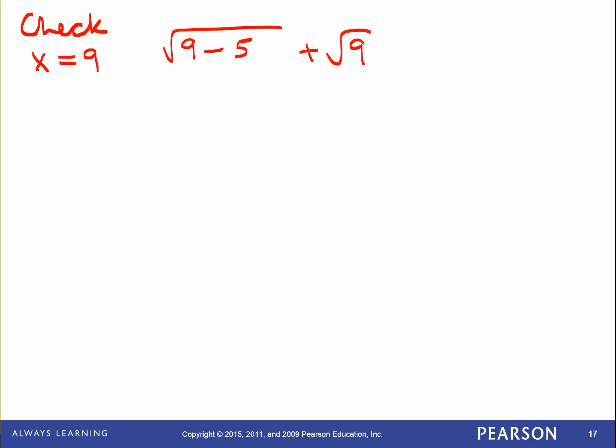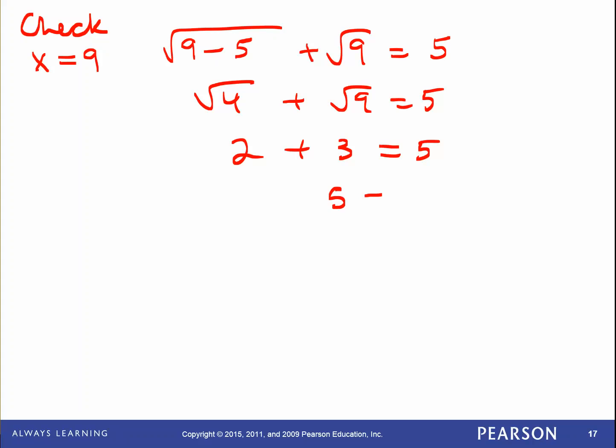Plugging in the 9 right there, and again asking the question: this is the square root of 4 plus the square root of 9. That's going to be a 2 there, that's going to be a 3 there, and when you add them together, sure gives you a 5. That's cool, that works. Again, the way it's going to be listed in the back of the book, it'll just be 9 in set notation.